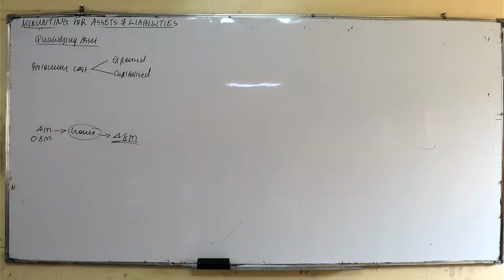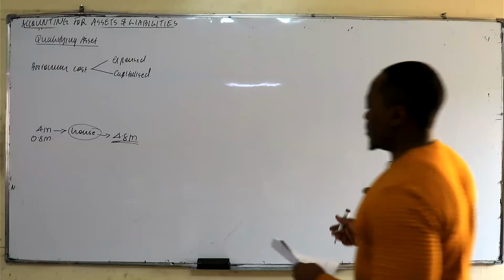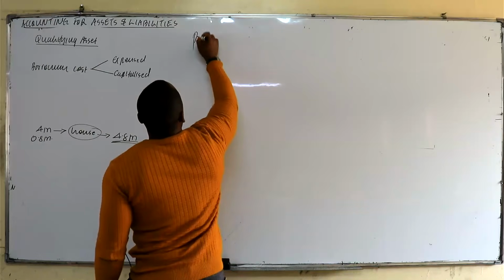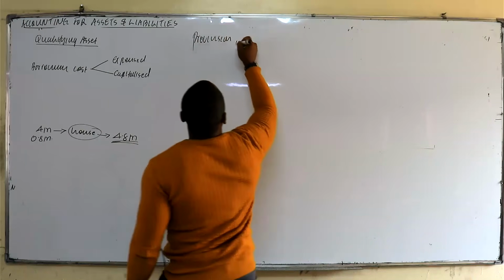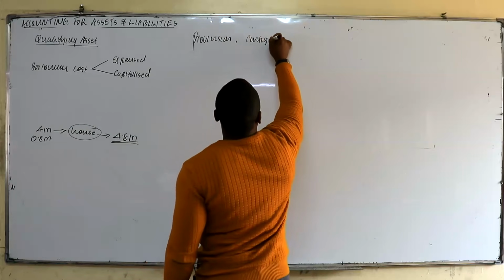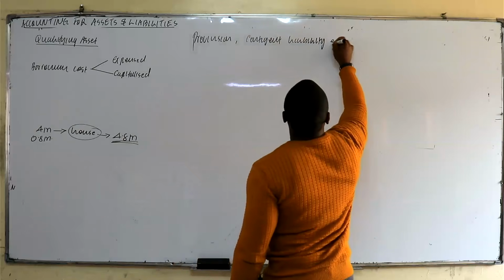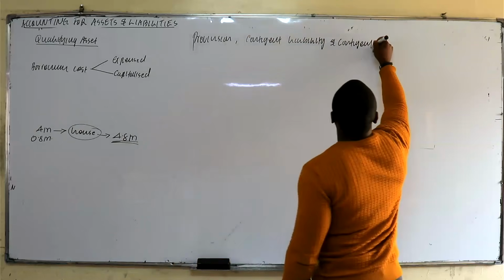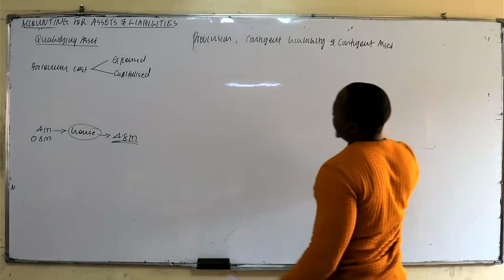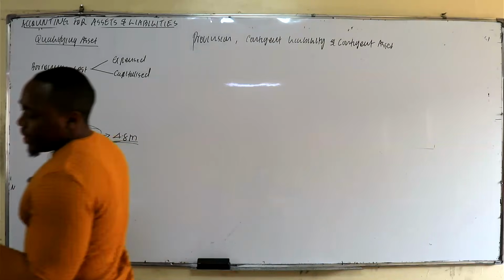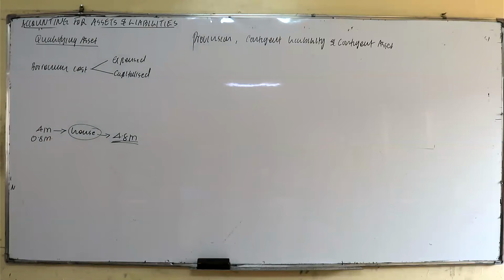Now let's look at provision, contingent liability, and contingent assets. What's a provision? Provision, contingent liability, and contingent asset. Now, a provision is a liability of uncertain timing or amount of event.